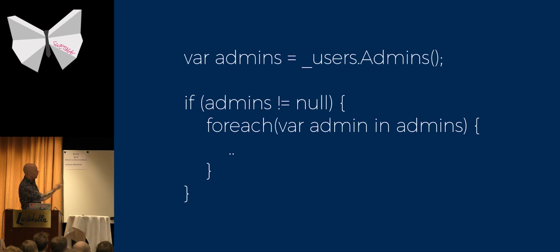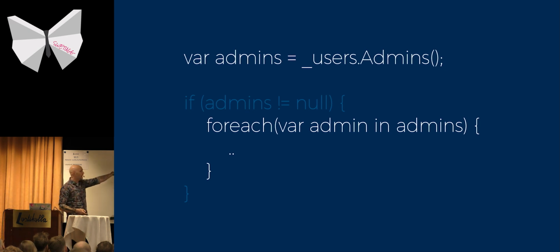For this, don't go and return null, return an empty array. Or an empty enumerable or whatever, so that you can make sure that you can remove that. Because if users.Admins returns an empty array instead of null, I can go straight to iterating over them instead. Makes everything a lot easier.